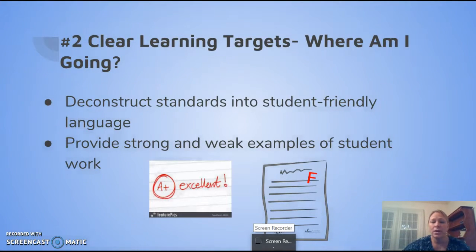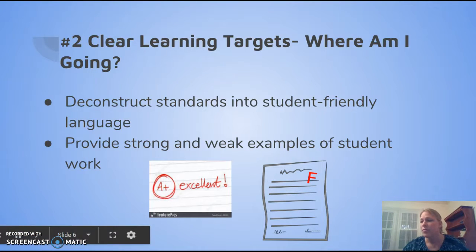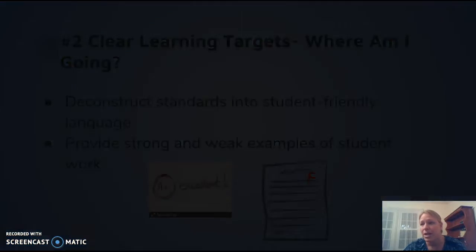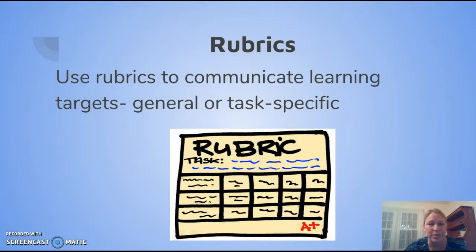You also need clear learning targets. Where are you going? You need to deconstruct the standards into student-friendly language and provide strong and weak examples of student work. For example, I played basketball in high school, and at halftime the coach would draw out the plays that he wanted us to execute. He drew arrows that showed movements. I smiled and nodded and rarely executed the plays because I didn't understand what was going on. Hopefully clear learning targets will help.